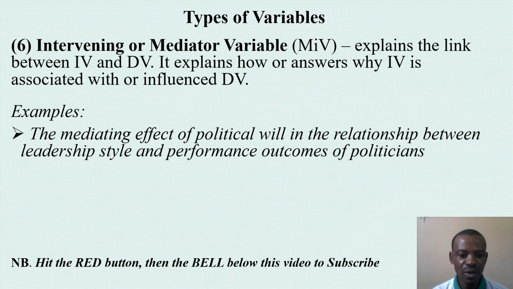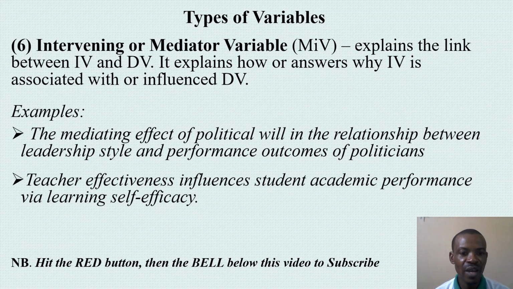Right. So let's look at additional examples of the mediator variable. One good example we can talk about here is that teacher effectiveness influences students' academic performance via learning self-efficacy. So this is how you can equally state a hypothesis that has to do with a mediator variable. Here we are saying that teacher effectiveness determines students' academic performance, but this relationship can only be explained through the learning self-efficacy of the students.